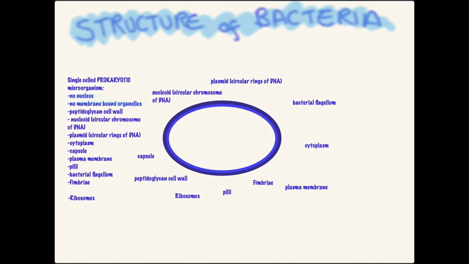So, let's look at the structure of bacteria. Bacteria is a prokaryotic microorganism that is usually unicellular. What I'm colouring in now, we can call the cytoplasm. I'm going to label the cell now. One specific detail about prokaryotic cells is that they have no nucleus, and there are no membrane-bound organelles.